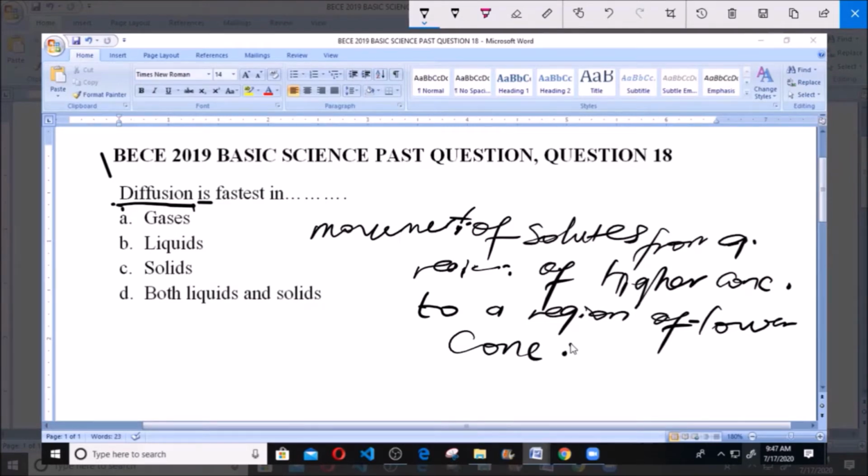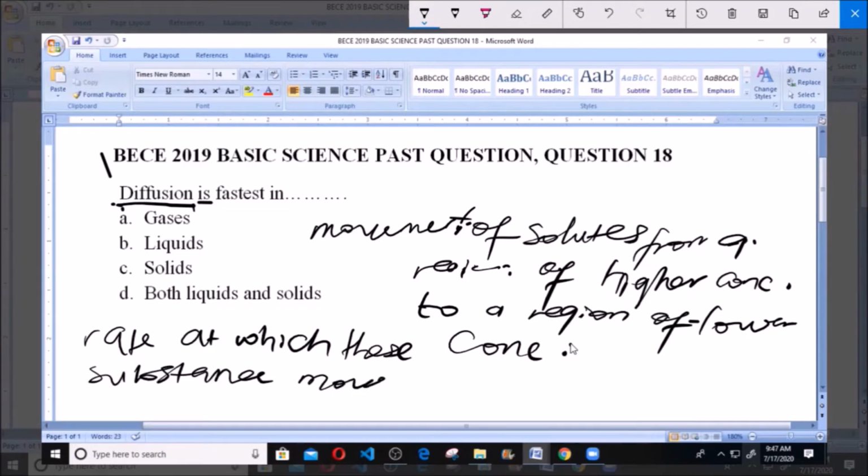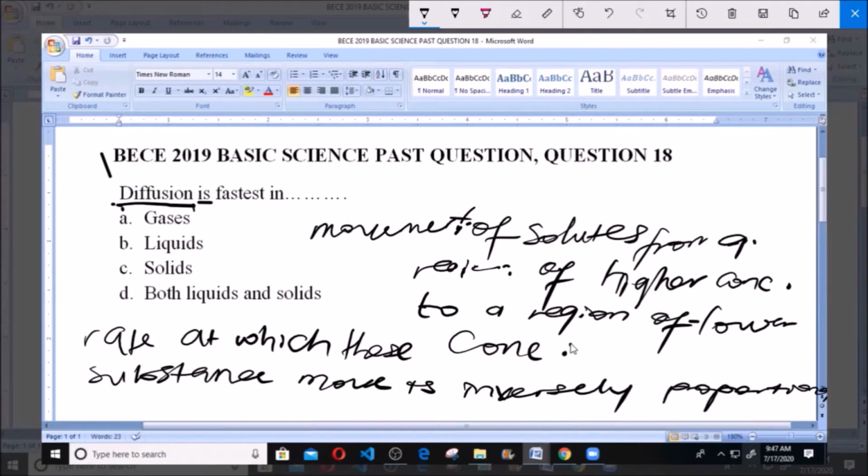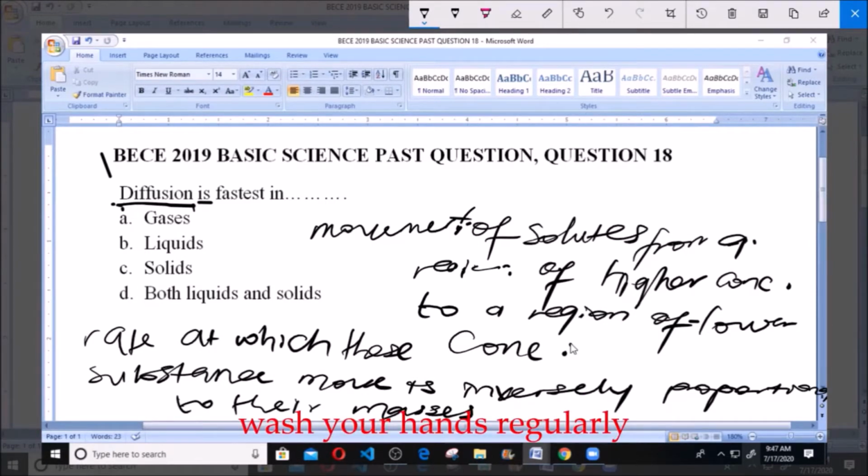Now I want you to understand that diffusion, or the rate at which these substances move, is inversely proportional to their masses. This simply means that the rate at which these particles move, that's the gas, the liquids or the solid, is inversely proportional to their mass. And like we know, when the mass is very high, the rate of movement will be slow, and when the mass of the substance is small, the rate of movement will be fast.